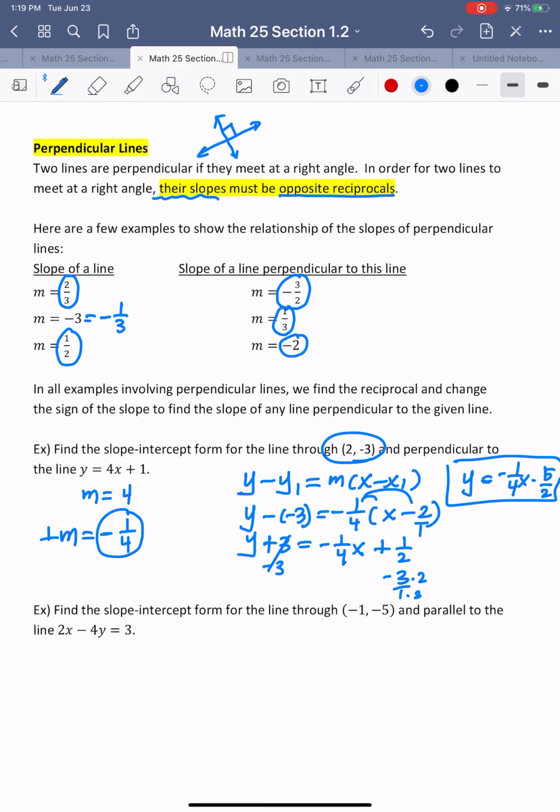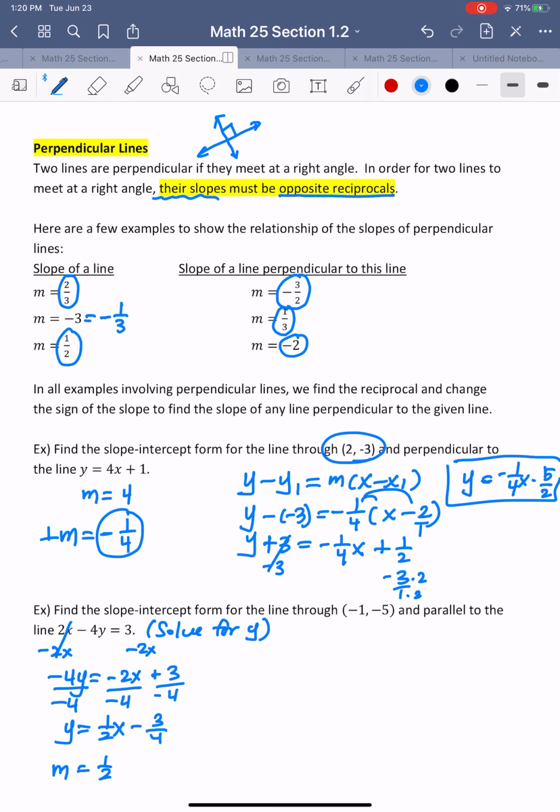Find the equation in slope-intercept form for the line through (-1, 5) and perpendicular to 2x minus 4y equals 3. So we have to solve for y to get the slope. So this is the given. Subtract 2x from both sides: -4y equals -2x plus 3. Divide by -4, and we get y equals 1/2 of x minus 3 over 4. So the slope is 1/2, but we're looking for the perpendicular slope, which is going to be -2, right? So the opposite and negative reciprocal.